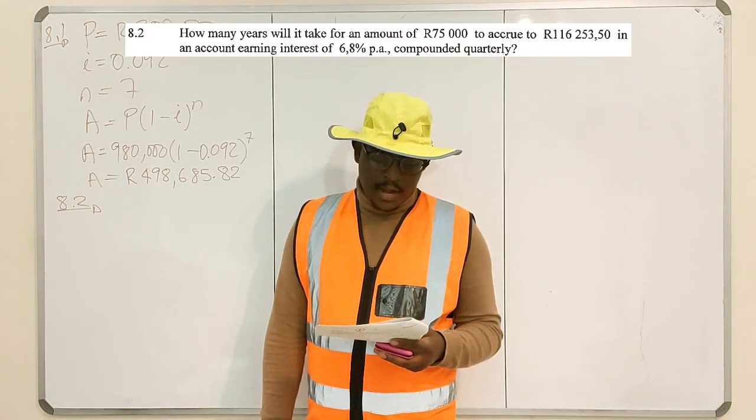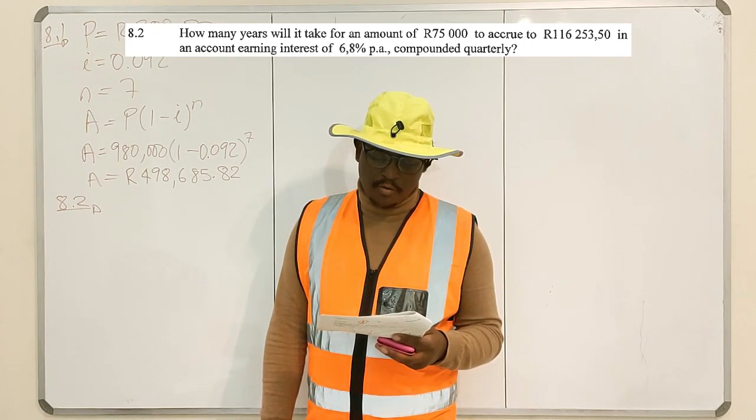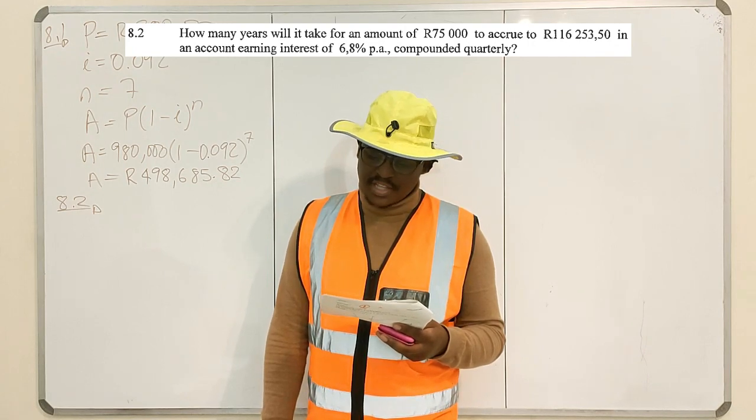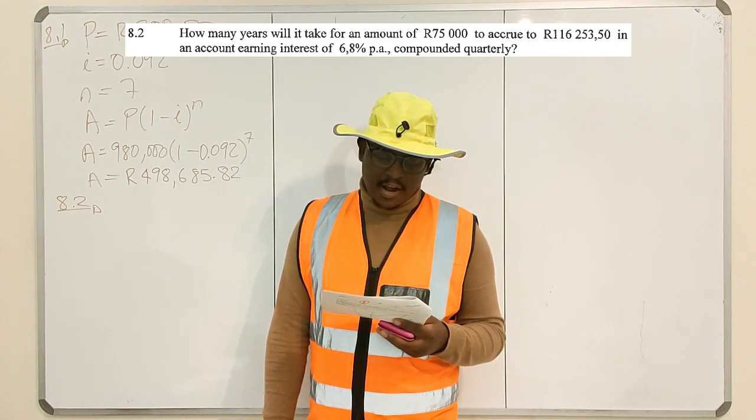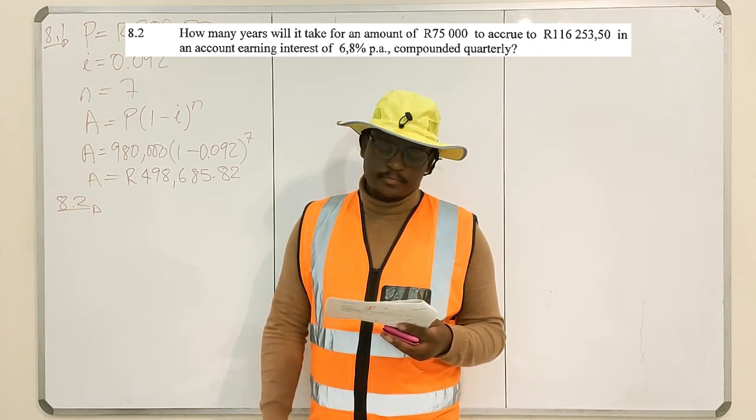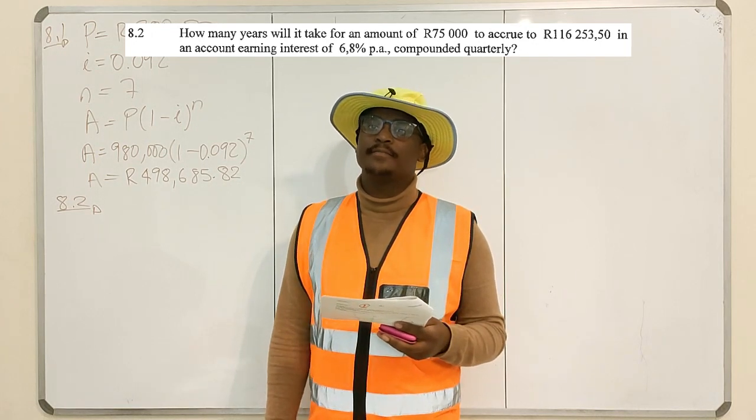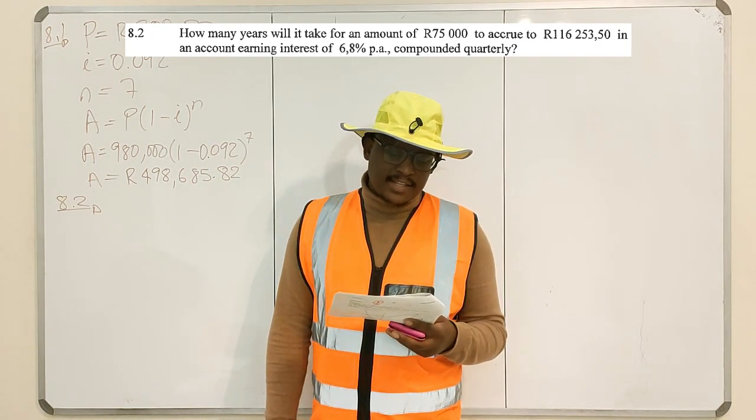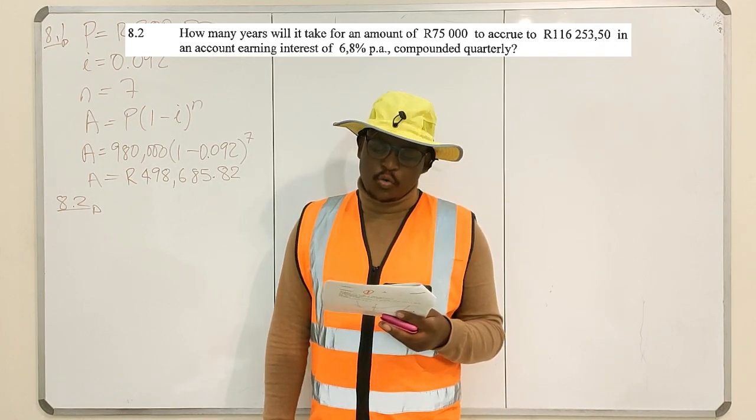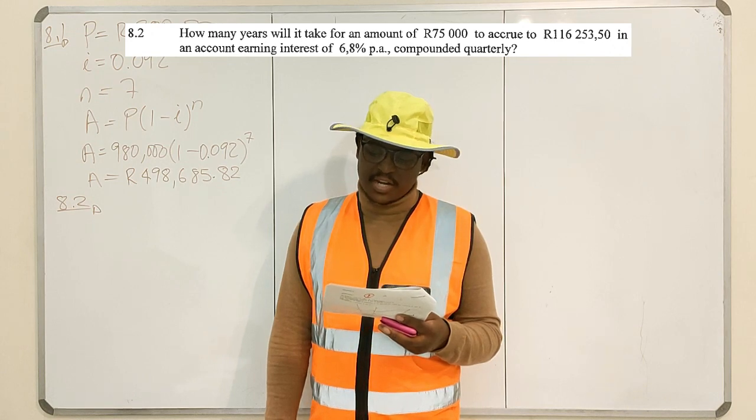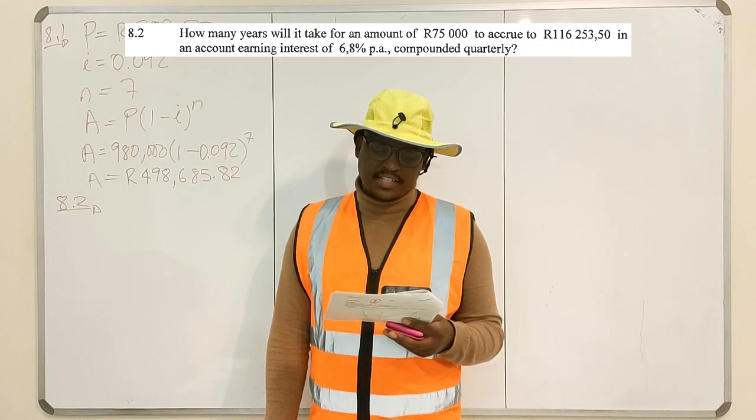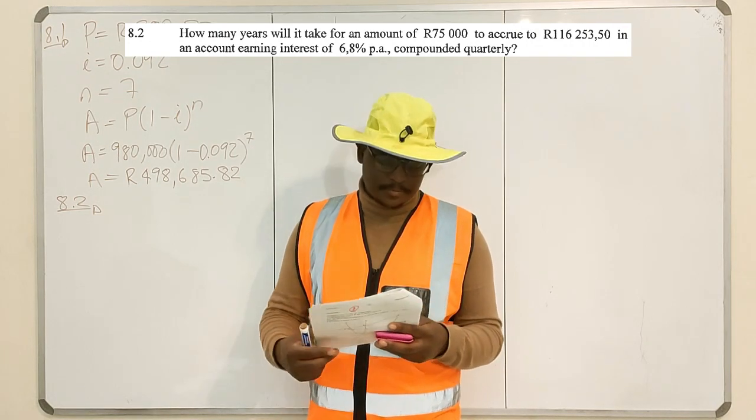What are they saying? How many years will it take an amount of 75,000 to accrue to 116,253 rand 50 cents in an account that is earning an interest of 6.8% per annum compounded quarterly? Let's read this again. They're asking, how many years will it take an amount of 75,000 to accrue to 116,253 rand 50 cents in an account earning an interest of 6.8% per annum compounded quarterly?